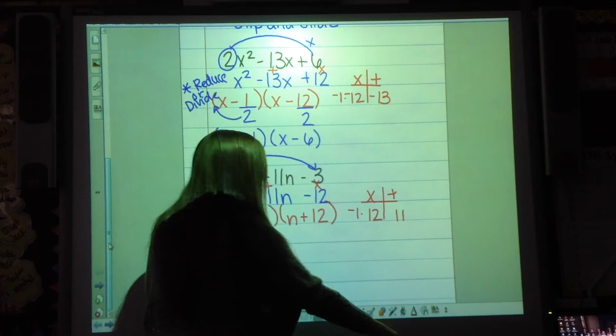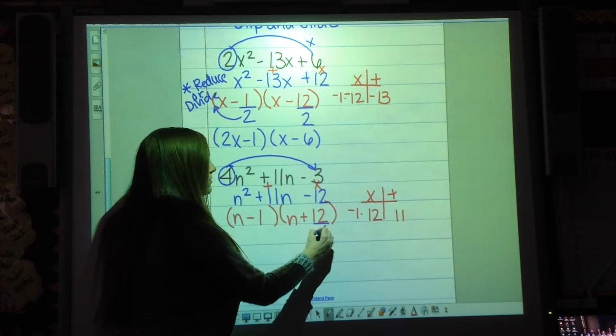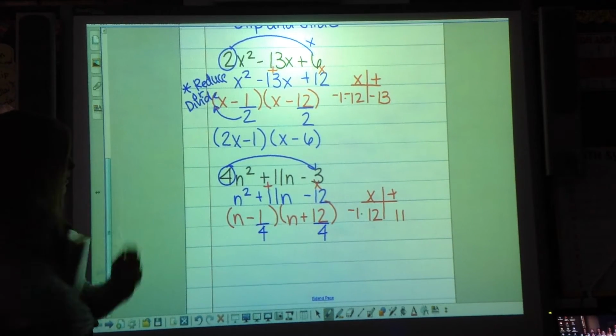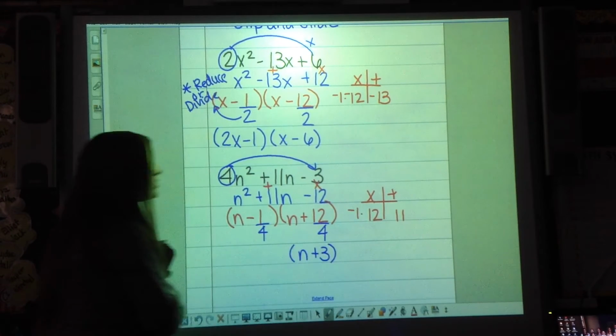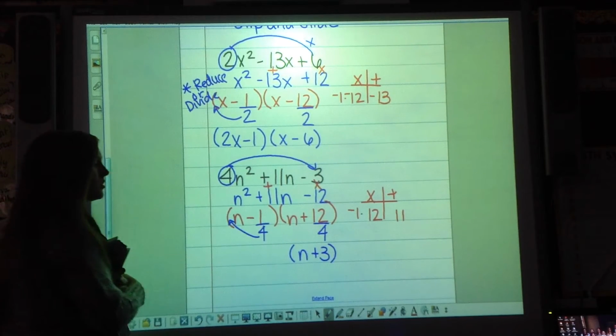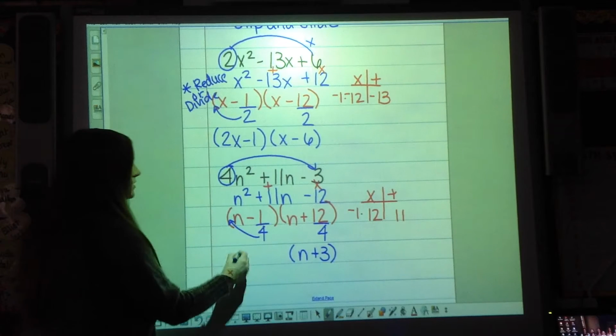Now we're doing a slide. We slip the 4, so we're going to slide the 4 back here. We're looking to reduce or divide. Looks like we could divide this one out. We get n plus 3. If you can't reduce or divide, you're going to slide that term out in front.